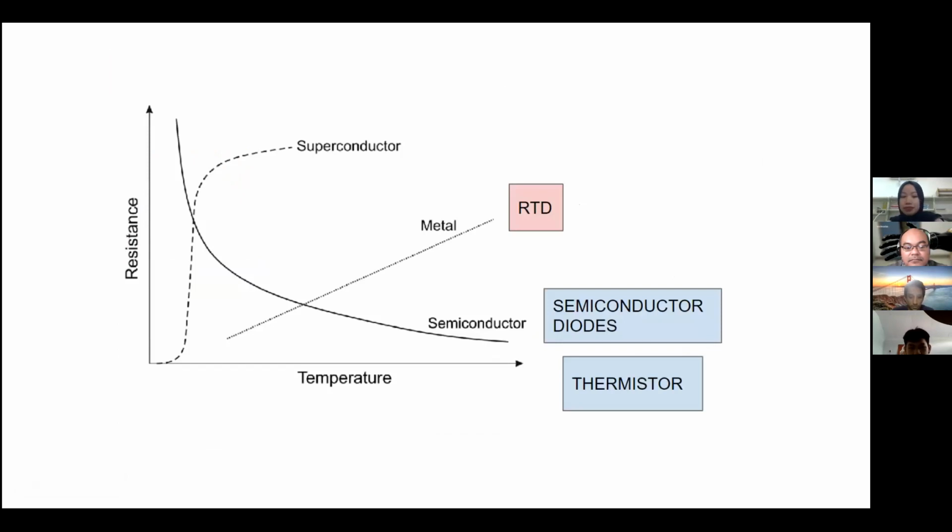And then the next one is the thermometer, or how we are going to measure the temperature. There are many types of thermometer: superconductor, metal, and semiconductor. We will use semiconductor because it is the most accurate. And in semiconductor, there are two, thermistor and semiconductor diode. We can use, for example, silicon semiconductor diodes to measure temperature, and we can also use thermistor to measure the temperature.